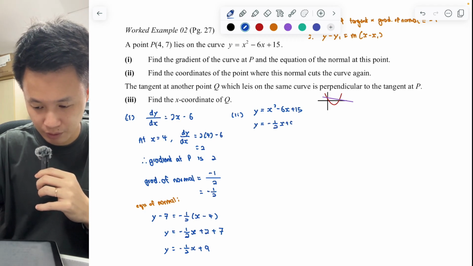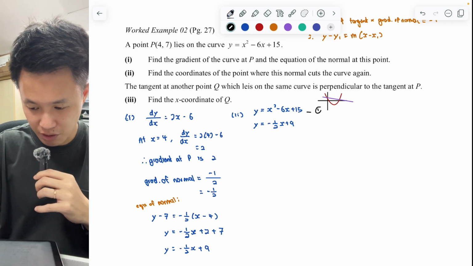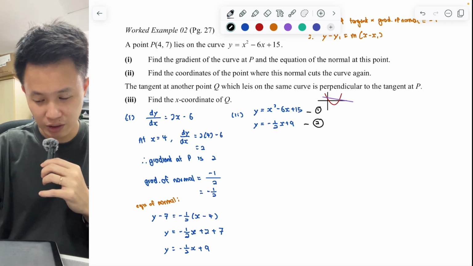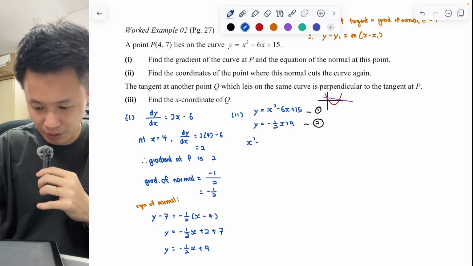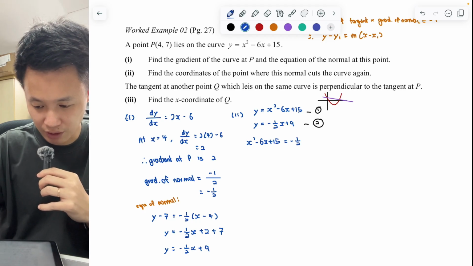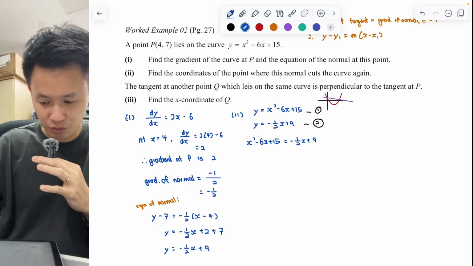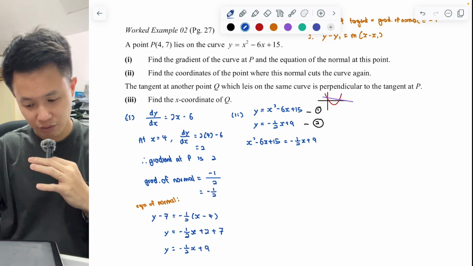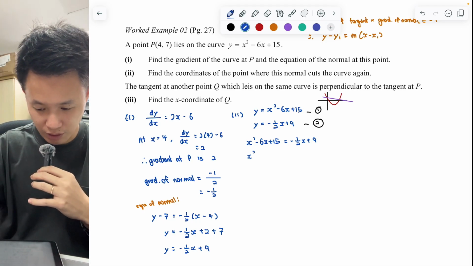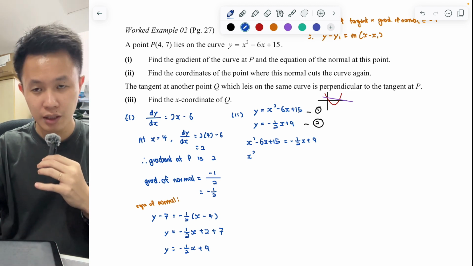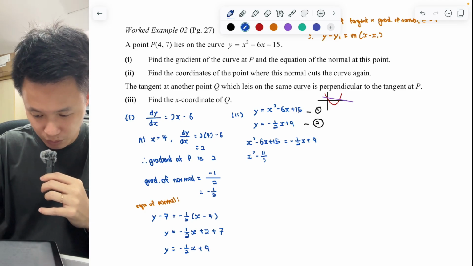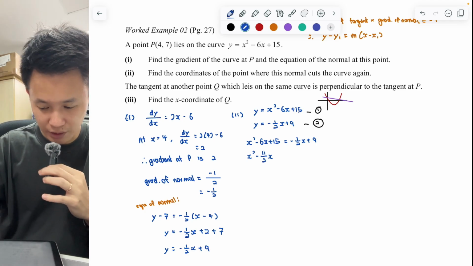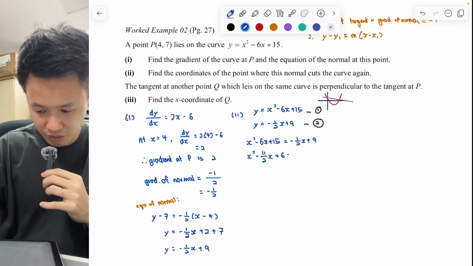Using simultaneous equations, this is my equation 1 and equation 2. I can equate them together: x squared minus 6x plus 15 equals -1/2 x plus 9. From here, you do your calculations. You're going to get x squared minus 5.5x, that's minus 11/2 x, minus 9, that's plus 6, equals 0.